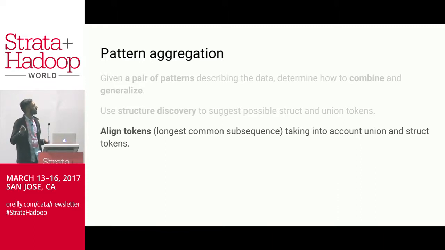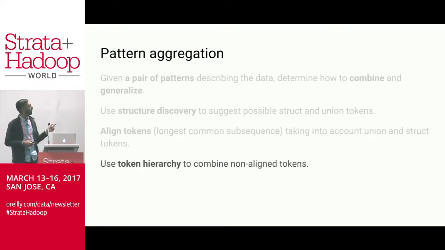Once we figure out what our structure and union tokens are, we can then align the tokens in our patterns. So align the token sequences using something like longest common subsequence. And we can take into account the union and the struct tokens when doing this alignment. And then, if we have any non-aligned tokens, and these tokens differ, we can use the token hierarchy that I was talking about earlier, where we understand the relationships between tokens at different levels.